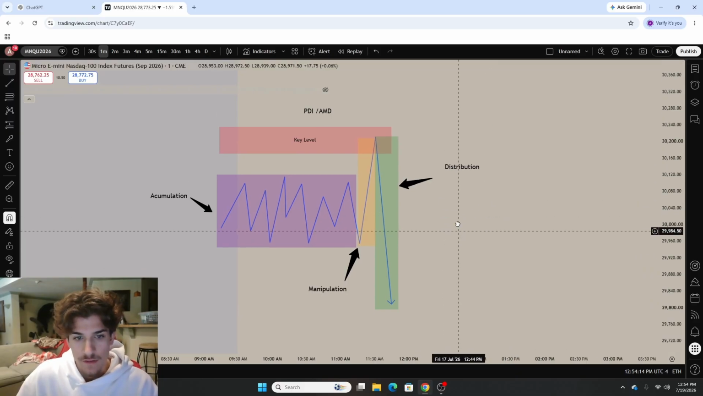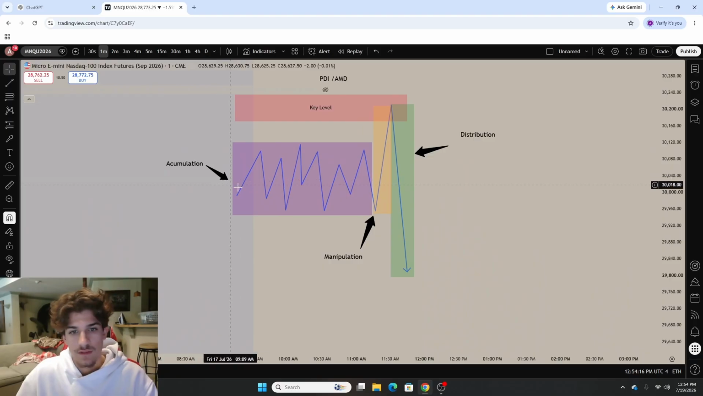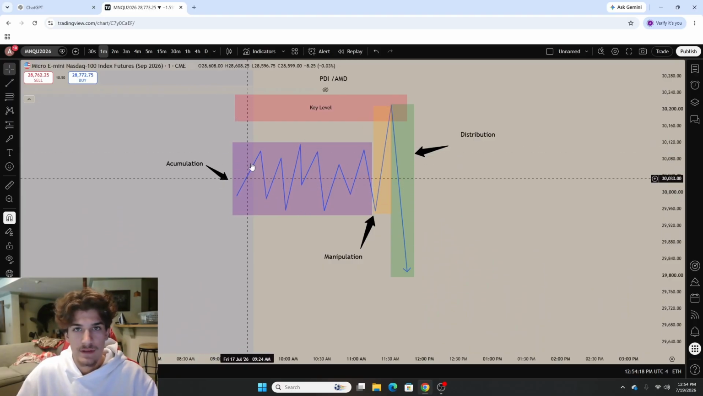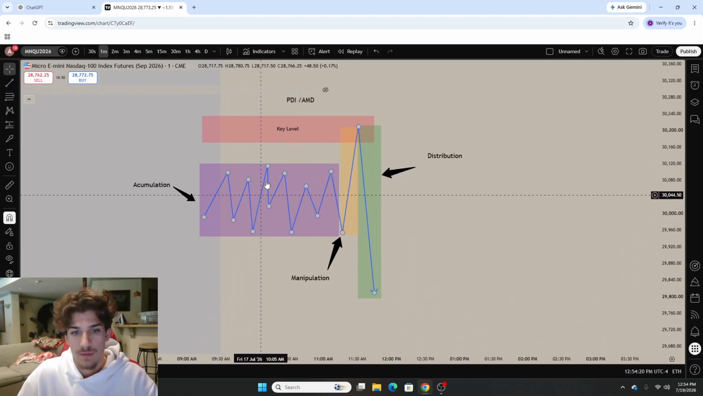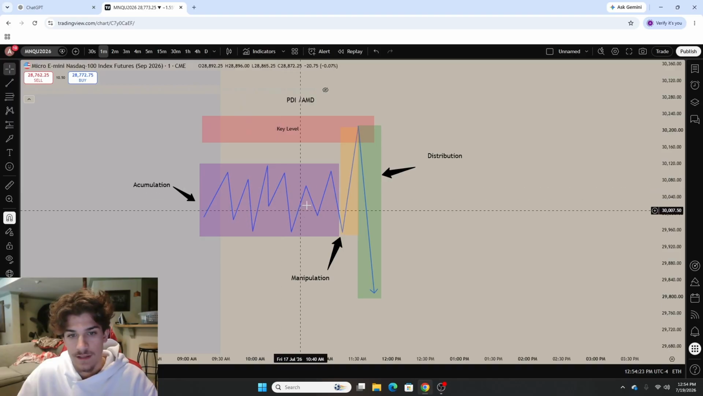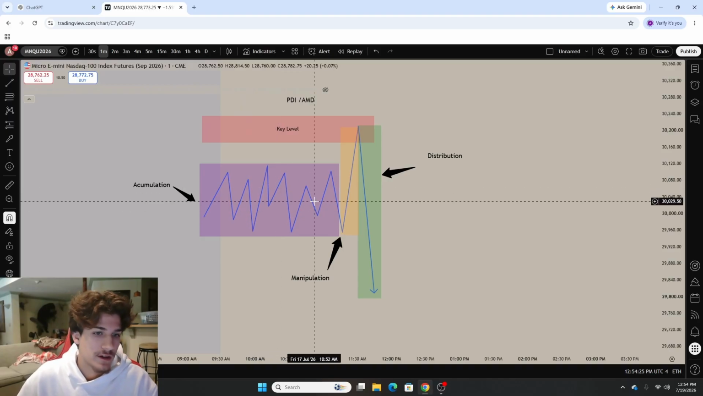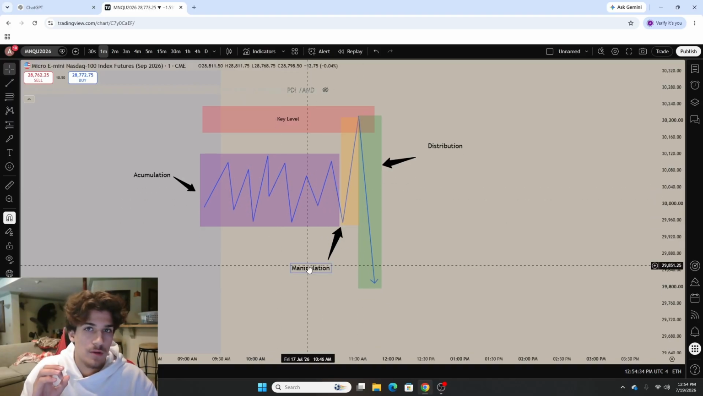All right, so first off, we have our accumulation zone. This is basically when the market is just chopping sideways and accumulating in price, right? So it's just building up price. So we're building structure, building up price, and we're accumulating. Then we have our manipulation.